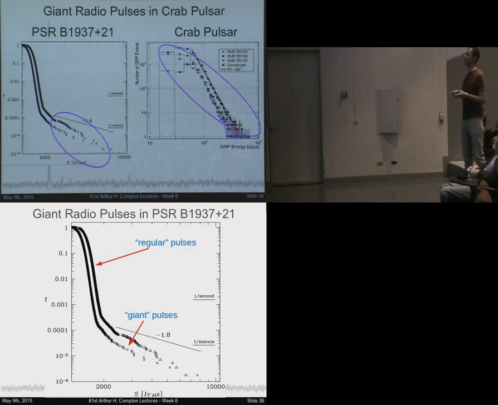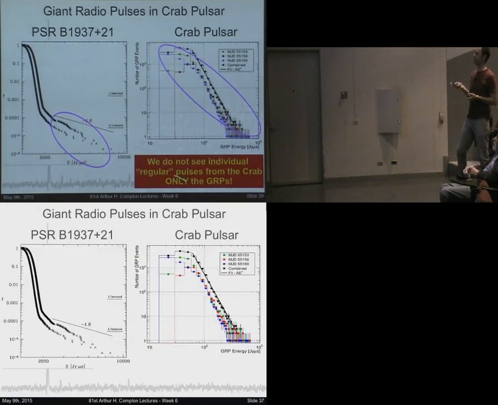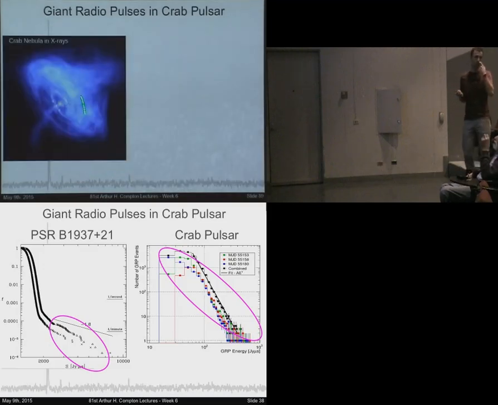Alright, okay, good. So we don't see the individual regular pulses from the crab. Only the individual giant pulses. We can see the regular pulses if we average them up over many rotations. But if you want to see a single pulse in the crab, if it's a regular one, we can't see it. The reason for that is because we've got this problem of the nebula.